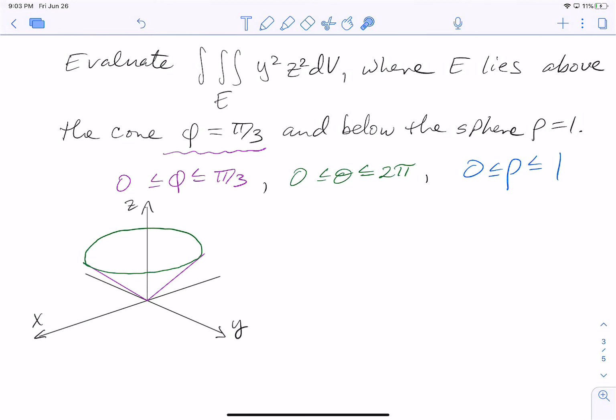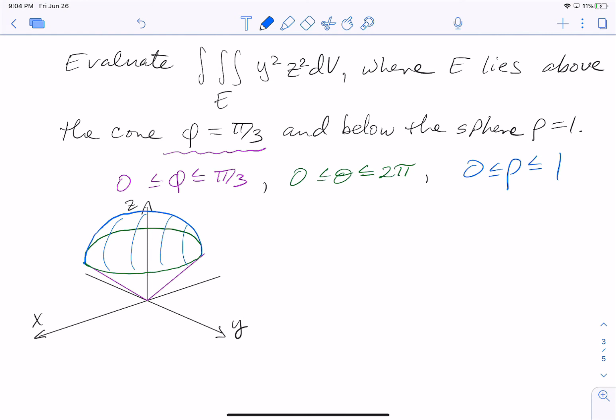And then we're underneath this sphere, rho equals 1. So now I need to give this a dome. Essentially, this is an ice cream cone. It's a really wide ice cream cone, but we have this spherical dome above a wide cone.